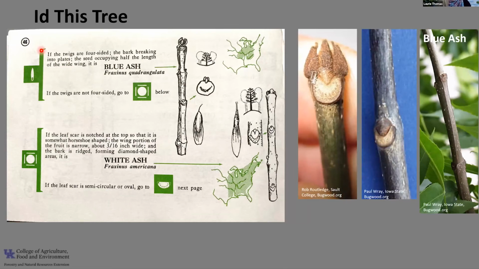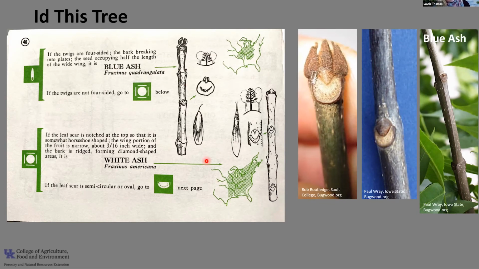And we went to the ash symbol at the top. And so now it asks us if the twigs are four-sided, and we can't really answer anything about the bark because we don't have a picture of the bark. We're only looking at the twig here, and we don't have the seed because the seeds have already ripened and blown away. But I wanted to show you what they mean by a four-sided twig. So that example is a blue ash, and if you can actually see the ridges on that, it is square. If you rolled that back and forth on your fingers, you could feel the squareness of that twig. Or if the twigs are not four-sided, go below.